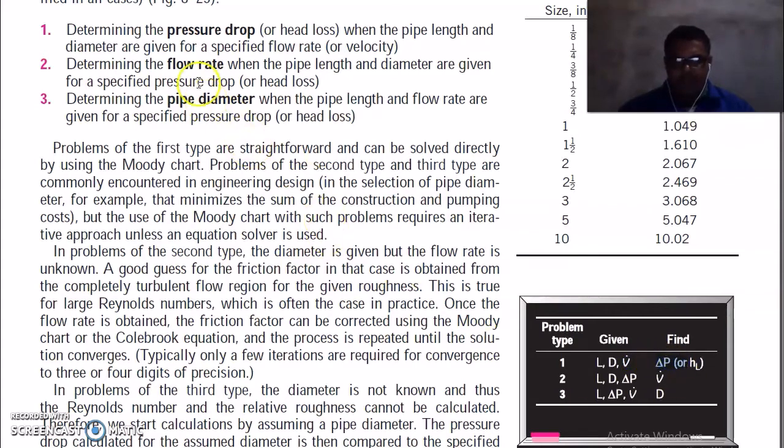The second problem is to determine the flow rate, meaning you have to find the flow rate. What is given? Pipe length is given, diameter is given, and pressure drop is given. And in the third case, you have to find the diameter of the pipe, when the length of the pipe is given, pressure drop is given, and flow rate is given.